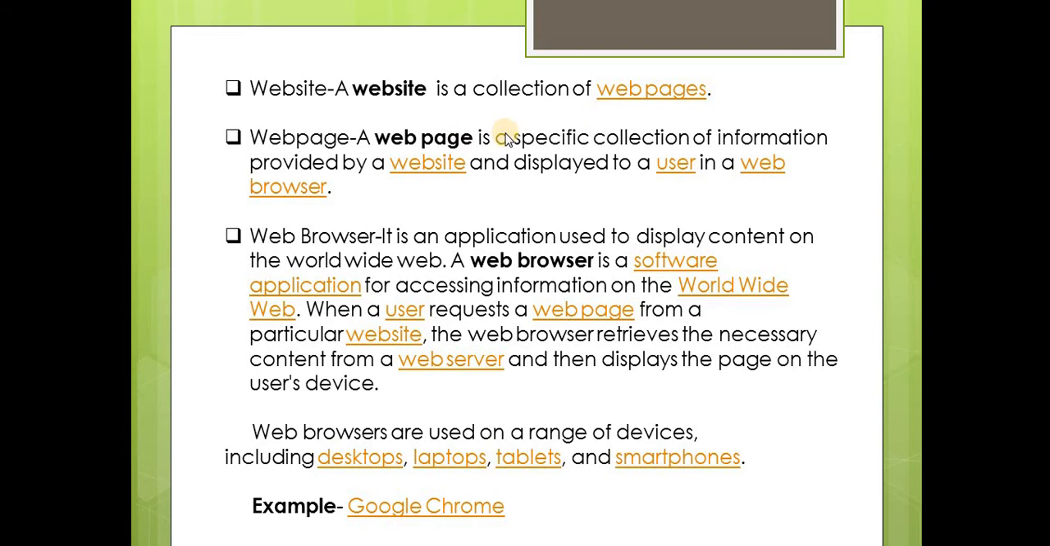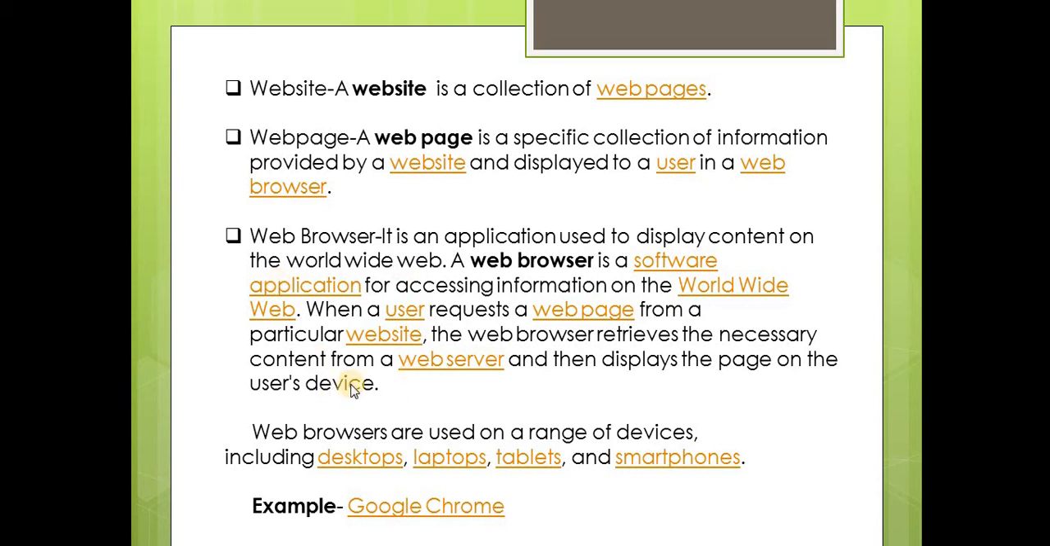Website. A website is a collection of web pages. Second is web page. A web page is a collection of information provided by the website. Web browser. A web browser is an application used to display content on the World Wide Web. A web browser, known as a browser, is a software application for accessing information.